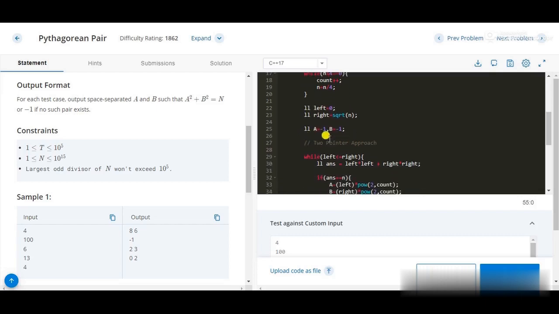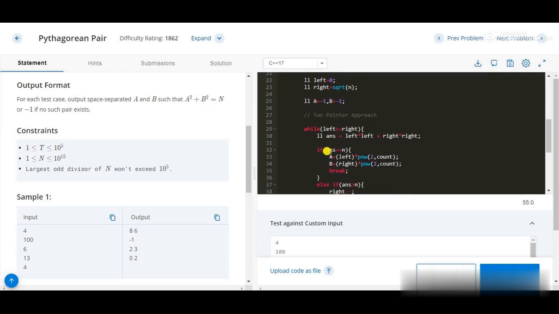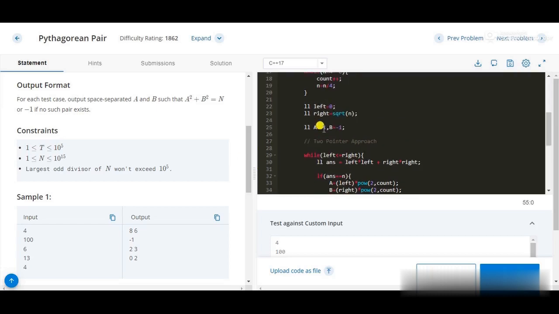Here we have taken two variables, a and b, as we need to print a and b. We apply the two pointer technique while left is less than or equal to right, and check. Here we have calculated the answer, as our left is equal to 0 and right is the square root of n.